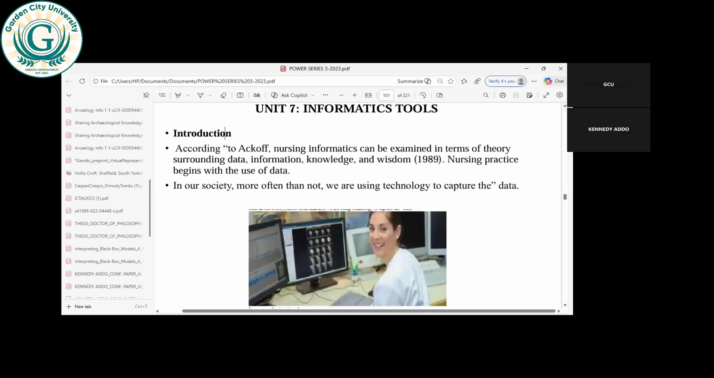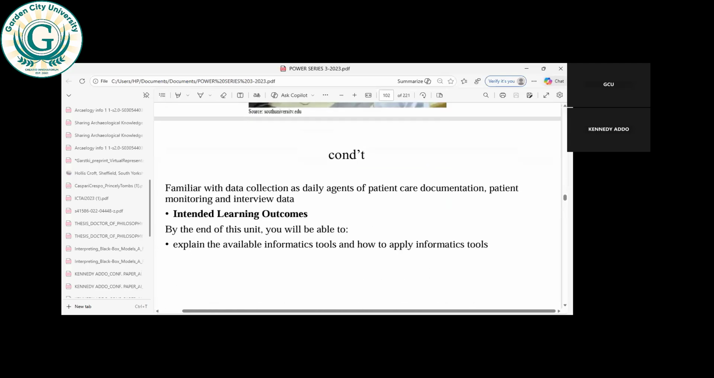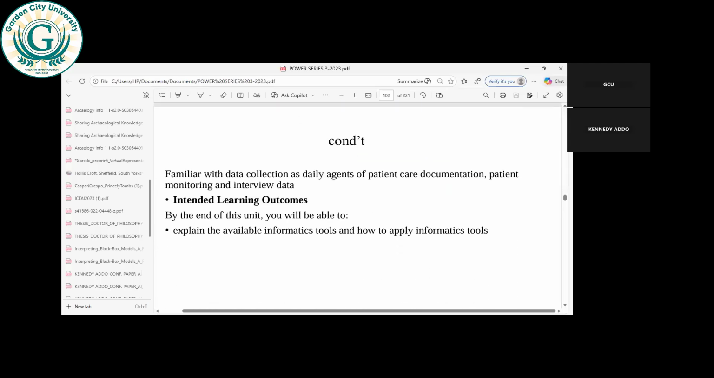Now, because of our time, let's wrap up on this one. Informatics tools. According to ANA, nursing informatics can be examined in terms of theory surrounding data, information, and knowledge. In our society, more often than not, we are using technology to capture data. We have made tremendous progress in data organization on computer systems with the use of artificial intelligence, so that is also a new direction. Be familiar with data collection in daily aspects of patient care: documentation, patient monitoring, and interview data.